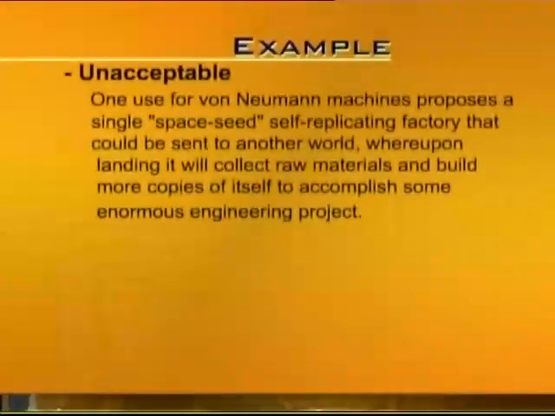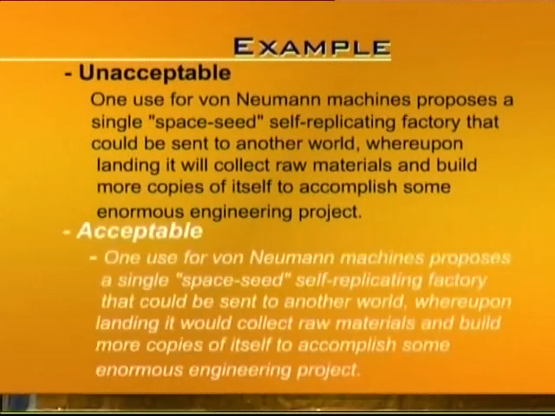एक और example देखते हैं जिसमें mood shift किए गए हैं और फिर उसका improved version देखते हैं कि mood कैसे दोनों में एक है. One use for Van Neumann machines proposes a single space seed self-replicating factory that could be sent to another world, where upon landing it will collect raw materials and build more copies of itself to accomplish some enormous engineering project. इसी का acceptable version ज़्यादा जिसमें shift ना हो वो ये है.